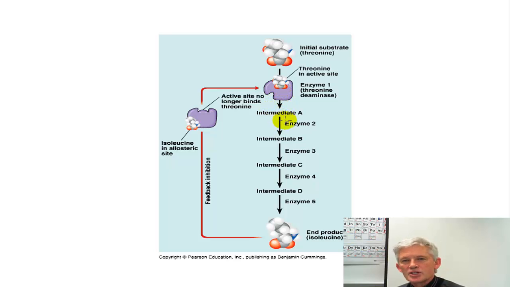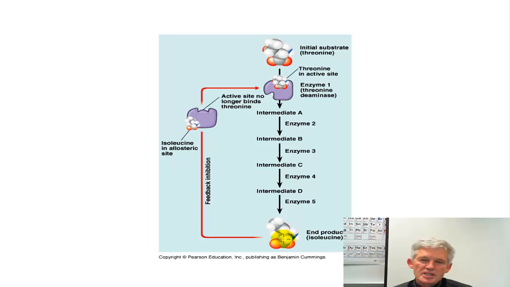And that next reaction requires a second enzyme to become the next product, intermediate B, which requires another enzyme, enzyme 3, to become intermediate C, which requires another enzyme to become intermediate 4, which becomes finally isoleucine. Now the cool thing is, how do you turn off this chain reaction, so to speak?